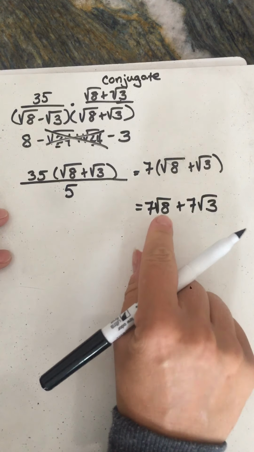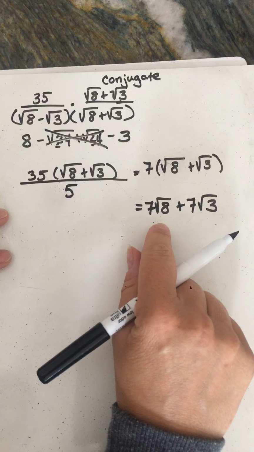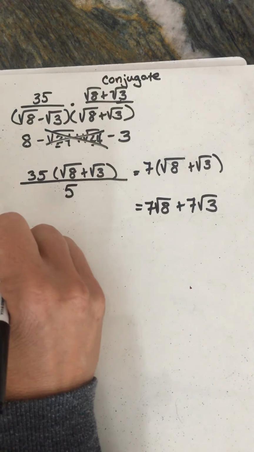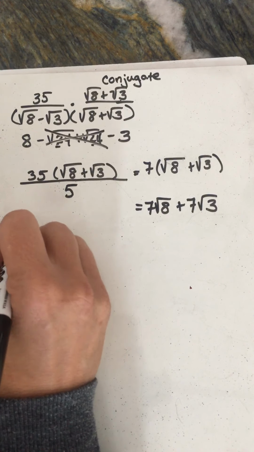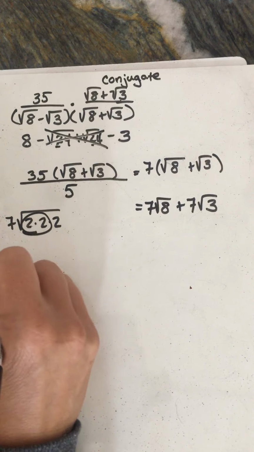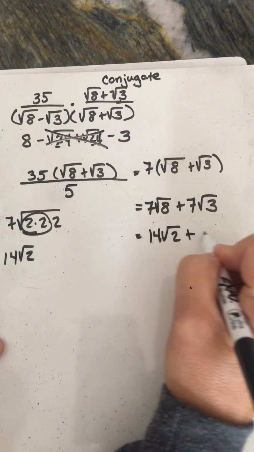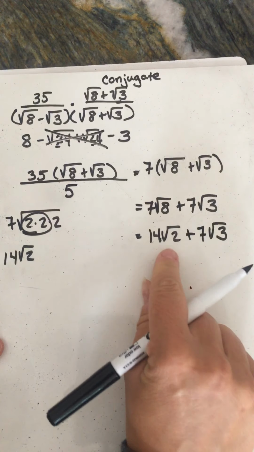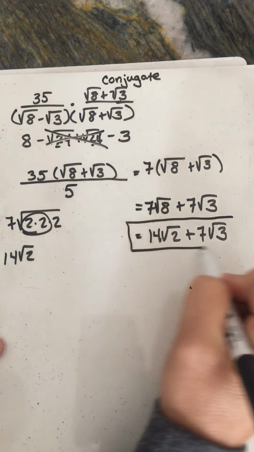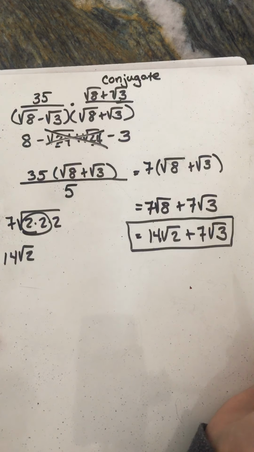And I hope you're getting a little uncomfortable with square root of 8. That's not totally simplified. 8 breaks down to 2 times 2 times 2. Right? So we have 7 square root of 2 times 2 times 2. So that actually makes it 14 square root of 2 plus 7 square root of 3. These are not like radicals, so this is your completely simplified answer, simple radical form. So that's how that works.